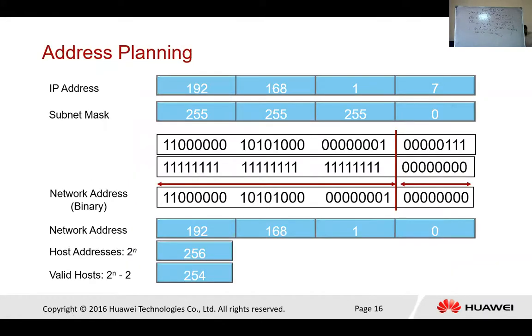Next one is address planning. In a network we have two different types of addresses: the network address and the broadcast address. We cannot assign the network address as an IP address, and we cannot assign the broadcast address as an IP address. That is why we always write valid host IDs as 2 raised to the power n minus 2.